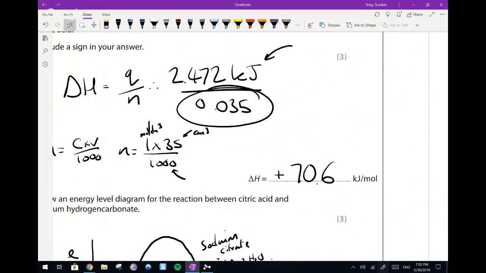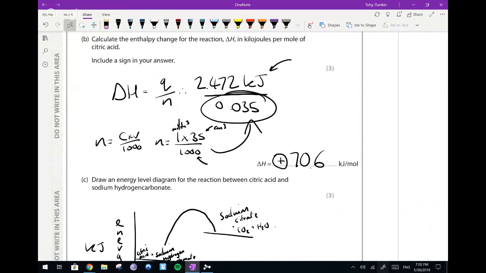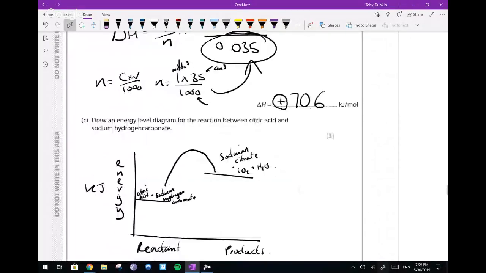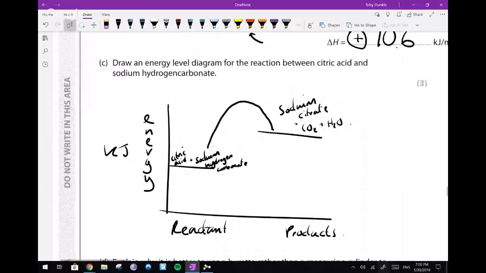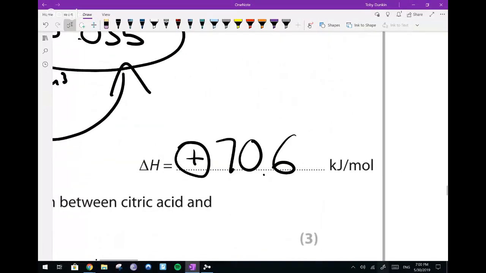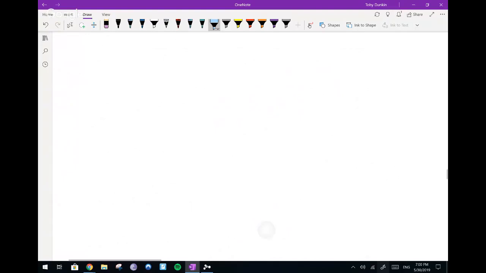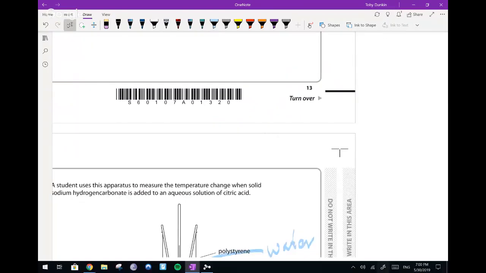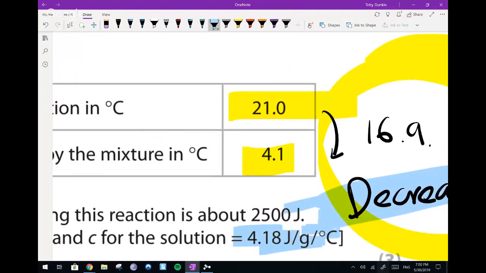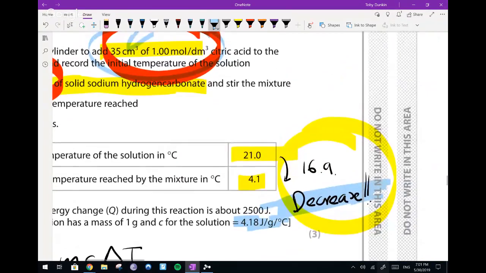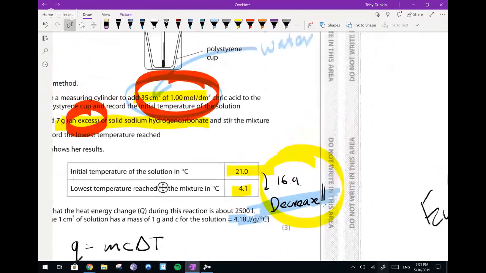We put that number, our final answer, into here, and we get plus. You must remember, you must include your sign because it's endothermic. Plus 70.6. Next. By the way, it's endothermic. This is important, guys. Endo. It's got cold. Look at the data. It's screaming endo at us, because look how cold it got. Lowest temperature reached, 4.1. That's chilly. Very chilly for Malaysia. Not so chilly for the UK.